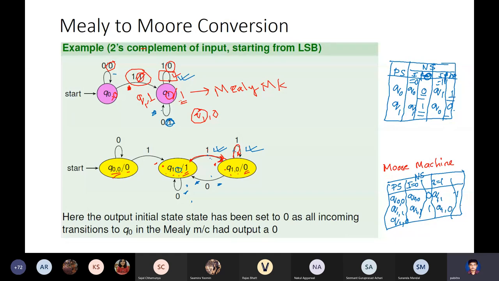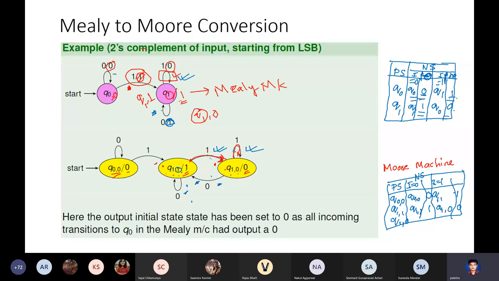No, sorry, I think I have stated it wrongly. These outputs will not be the same across a row. If you look at the next state to be Q0, wherever there is Q0, the output should be the same. It's not that in a row all the columns have to be the same. Whenever the next state is Q naught, your output should be the same. So let's see whether that property is maintained here or not.